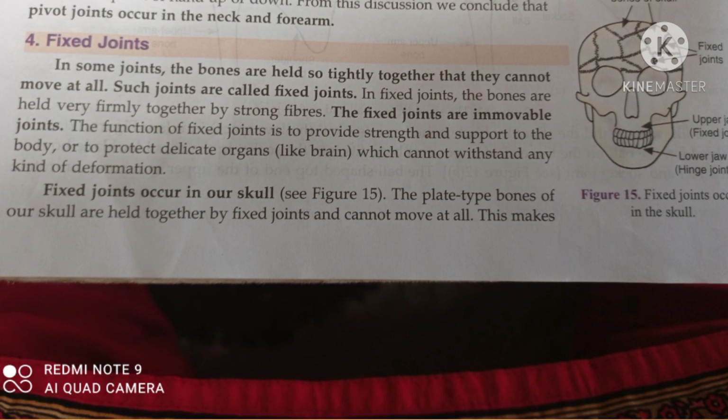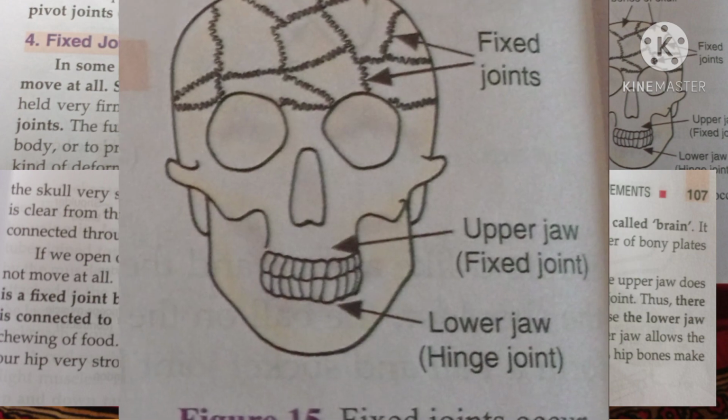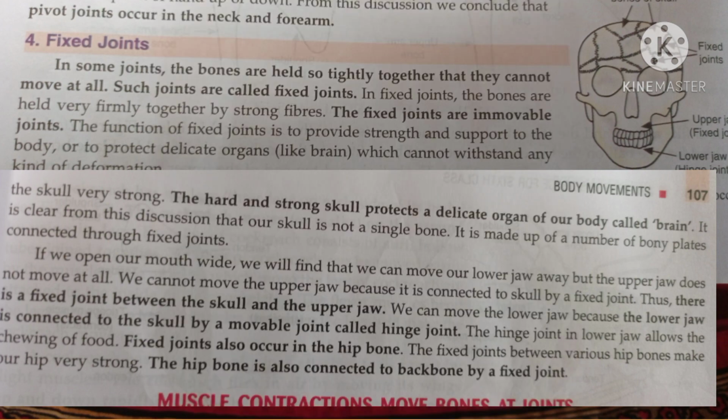Fixed joints occur in our skull. The plate-type bones of our skull are held together by fixed joints and cannot move at all. This makes the skull very strong. The hard and strong skull protects a delicate organ of our body called the brain. For the same reason, we cannot move the upper jaw because it is connected to the skull by a fixed joint. Thus, there is a fixed joint between the skull and the upper jaw.